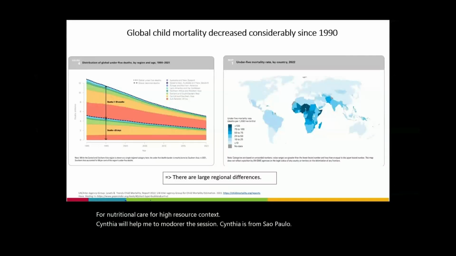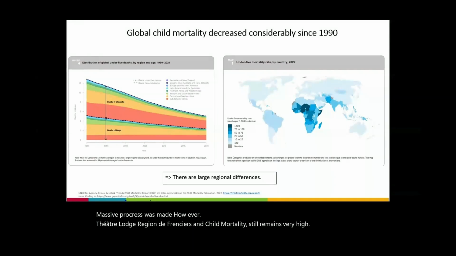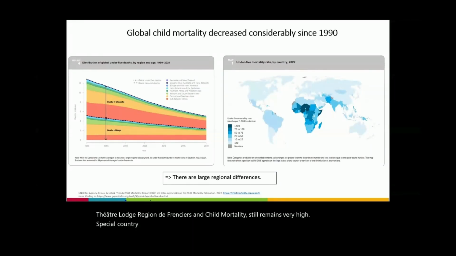A quick introduction. Global child mortality decreased considerably over the last 30 years. Massive progress was made. However, there are large regional differences, and child mortality still remains very high, especially in countries exposed to conflicts and humanitarian crisis.